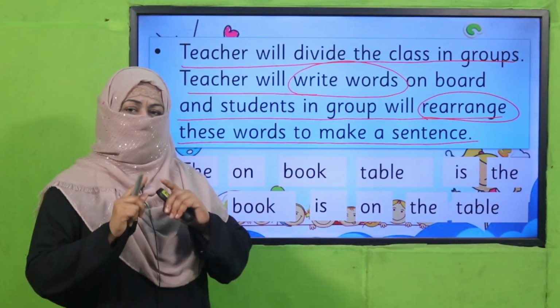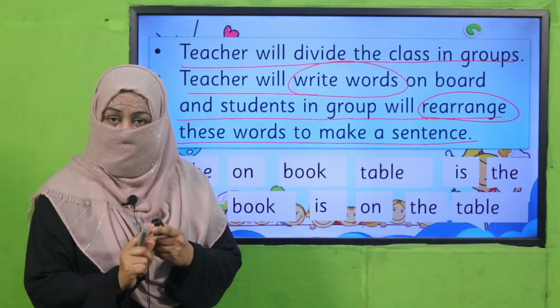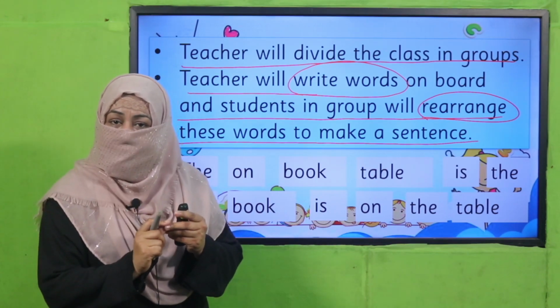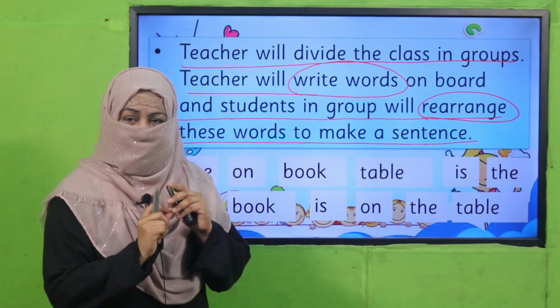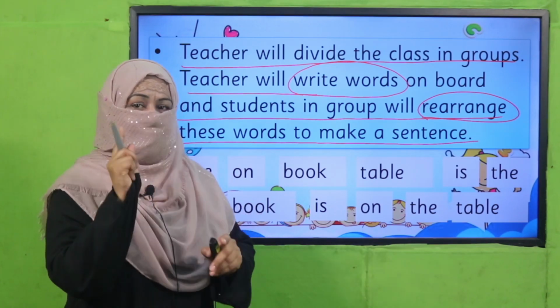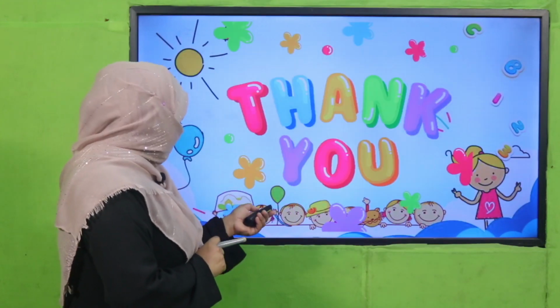Yes, my dear students, are you done with it? So what we have learned so far, we recalled naming words, we recalled action words, and we recalled the sentence structure. Now you are going to brainstorm for the activity which I'm going to give you now. And what is that?